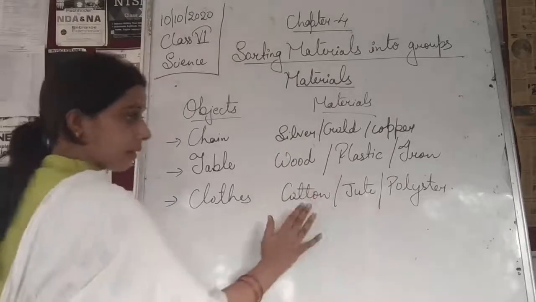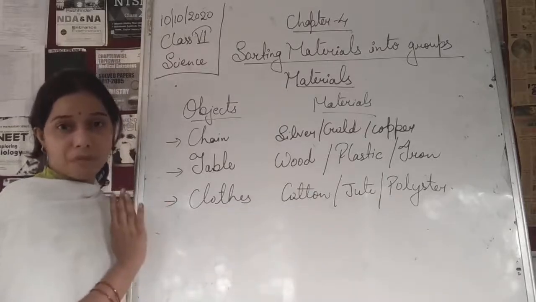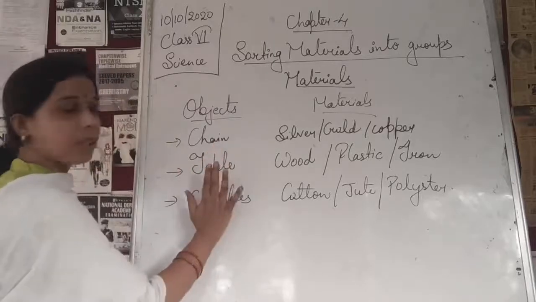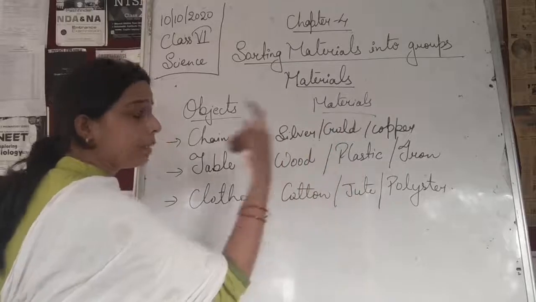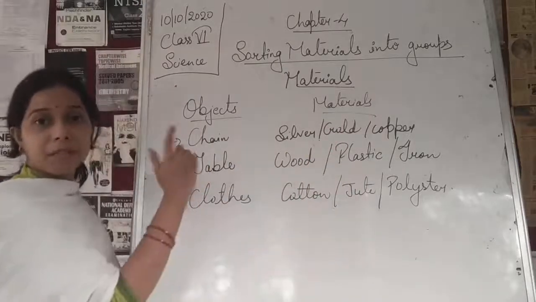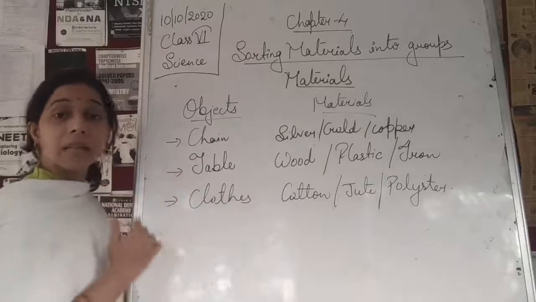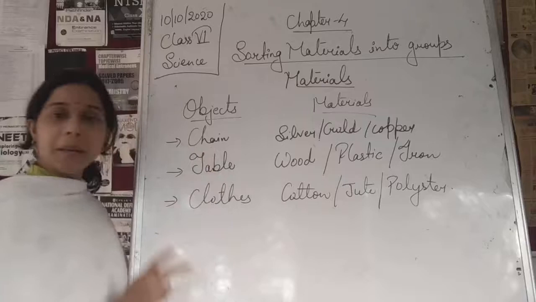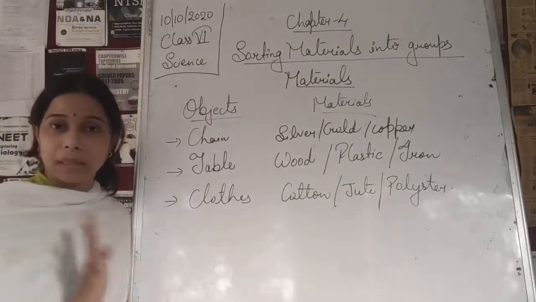So what is this? This is the materials by which this object is made up of, right? So chair, table, cloth is an object and it is made up of this material. It can be made up of this material. Now by this, students, there is one more thing that is coming out, that one object can be made up of more than one kind of material.